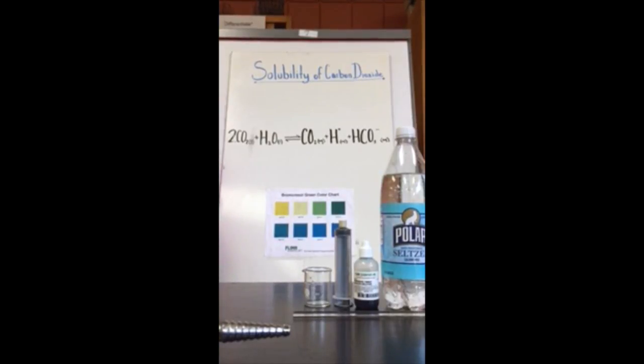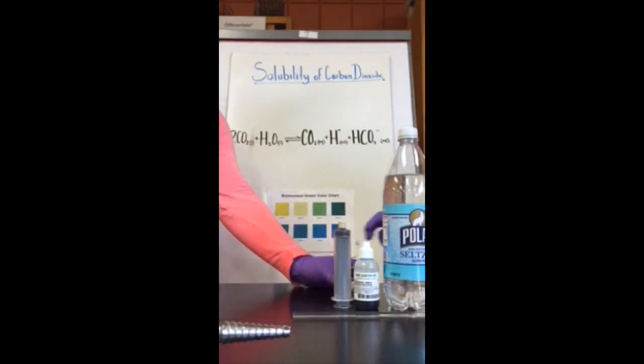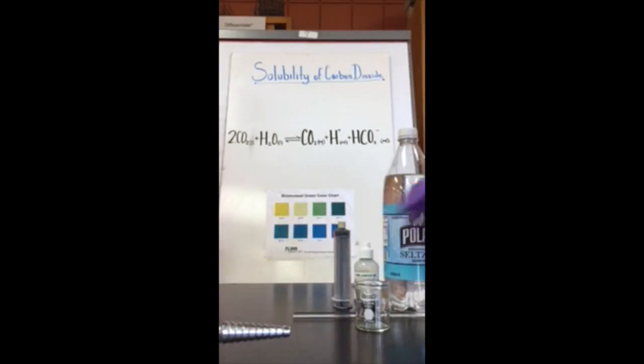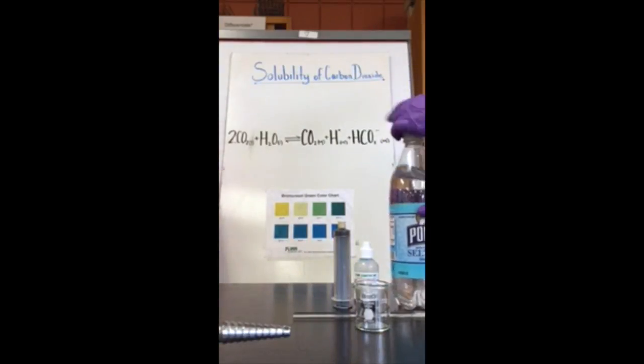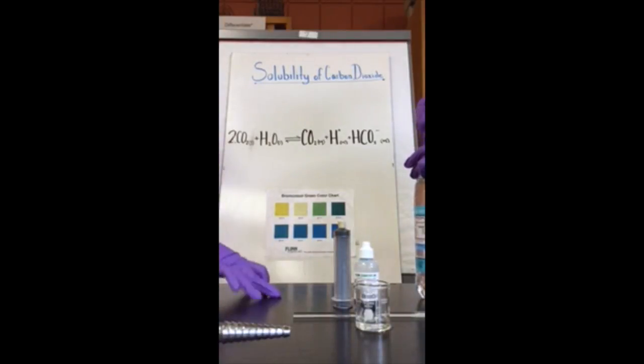So we already talked about Henry's law and the carbon dioxide. And now Martha is going to pour in 10 milliliters of the seltzer into the beaker. Okay. And now we're going to pour in about 20 drops of the bromocresol green indicator into the seltzer.